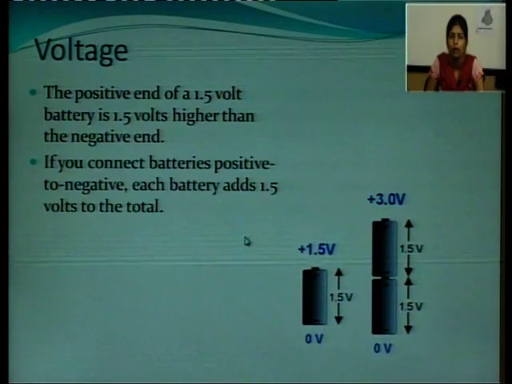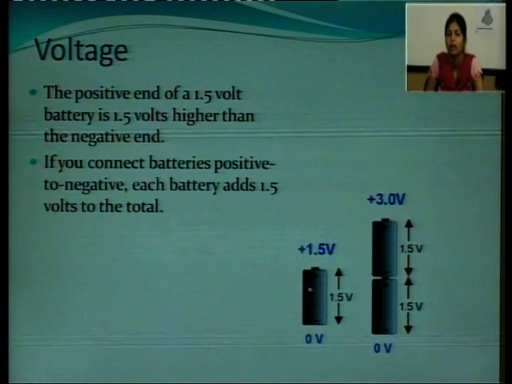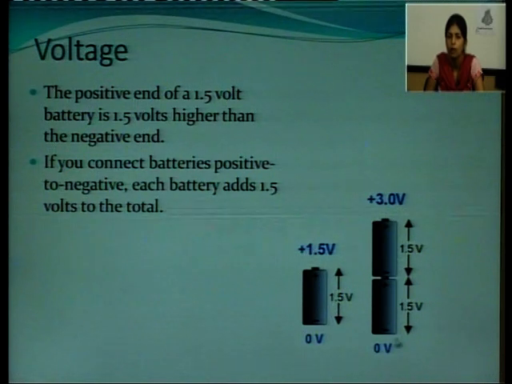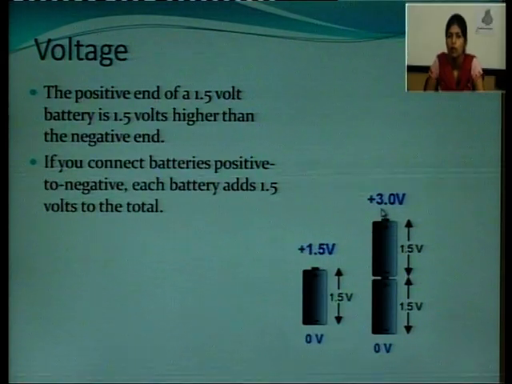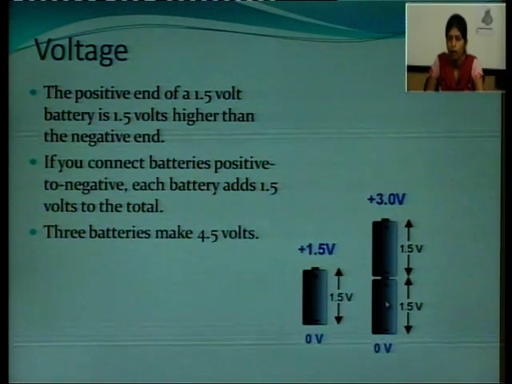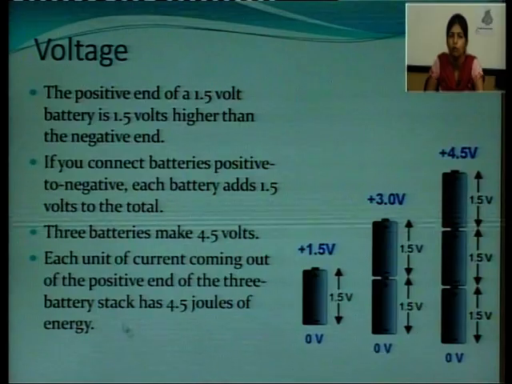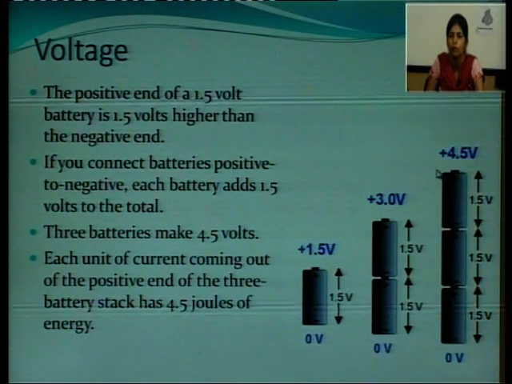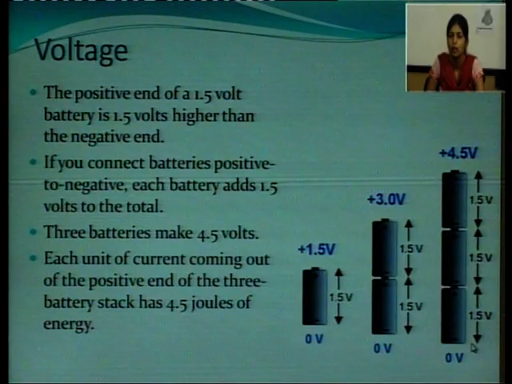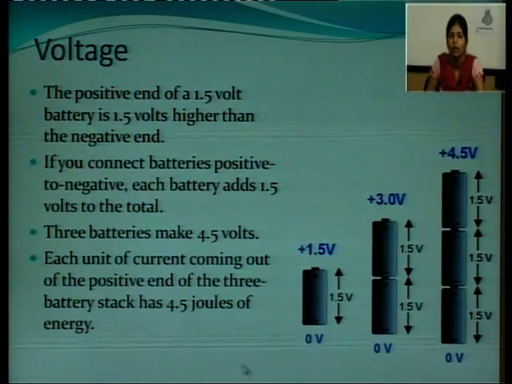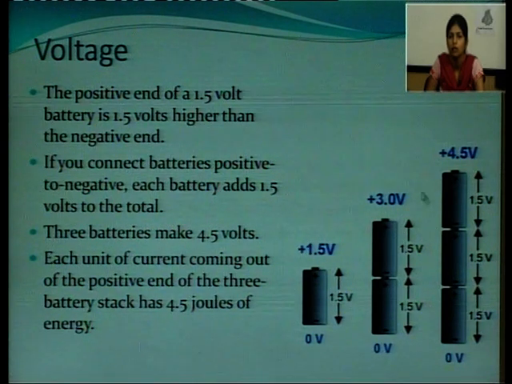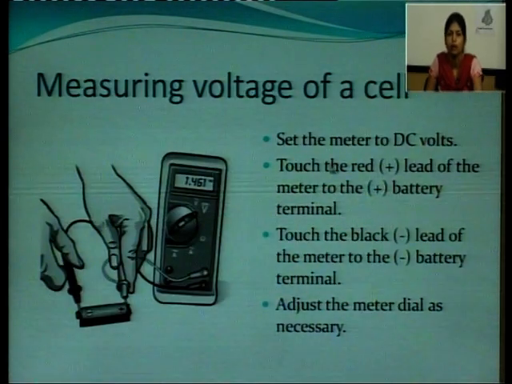Now if we connect one more battery to this single battery, then the total voltage will become 3 volt. 1.5 volt plus 1.5 volt is 3 volt. So the upper end is 3 volt and the lower end is 0 volt. And again, if we connect 3 batteries, the positive voltage will become 4.5 volt, and similarly the lower voltage will remain the same, 0 volt. So we can say that if we connect the batteries in series, then the voltages add to one another.